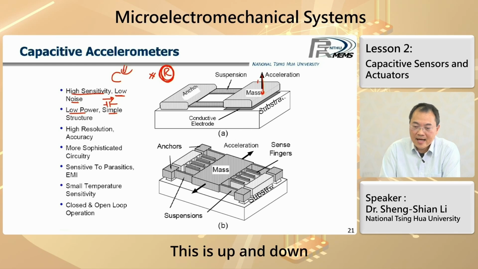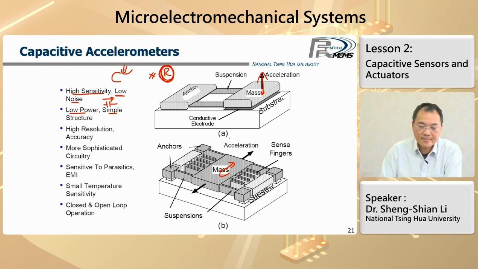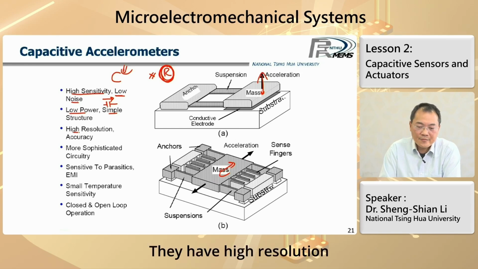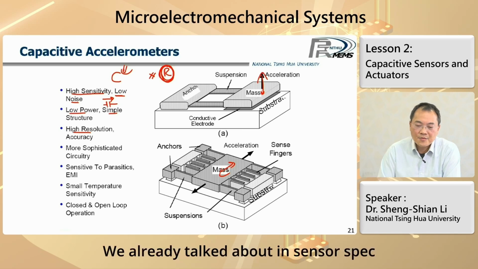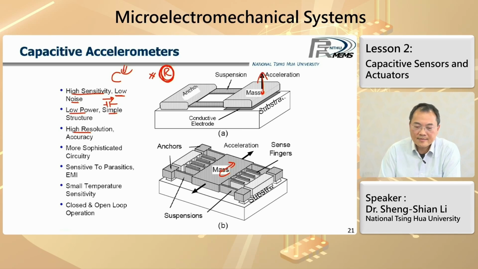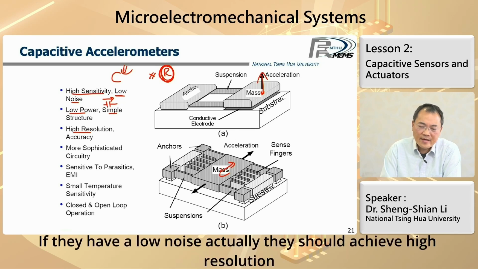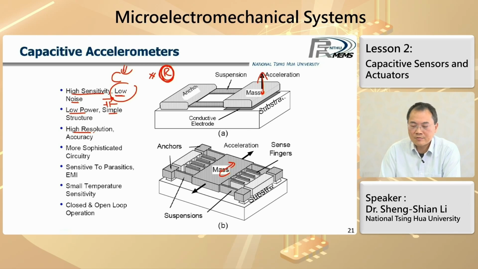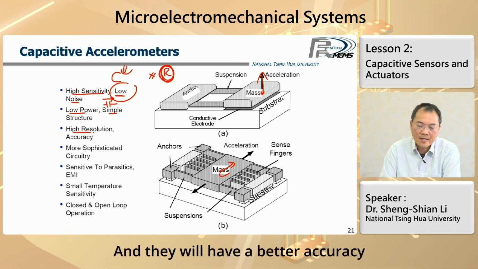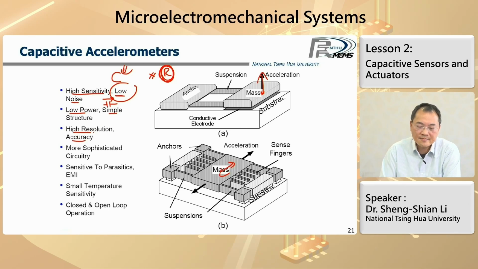This is up and down for the accelerometer, right? Z-axis. This is the implant. They can also detect X and Y. They have high resolution. Again, we already talked about in sensor specs, the resolution is dominated by the noise. If they have low noise, they should achieve high resolution due to signal to noise ratio, and they will have better accuracy.